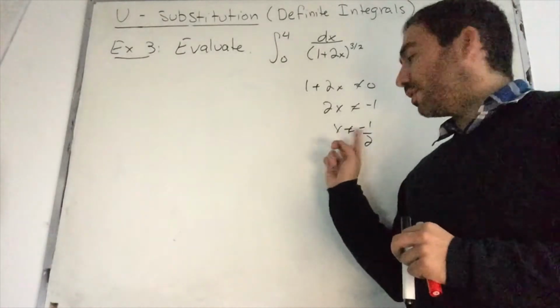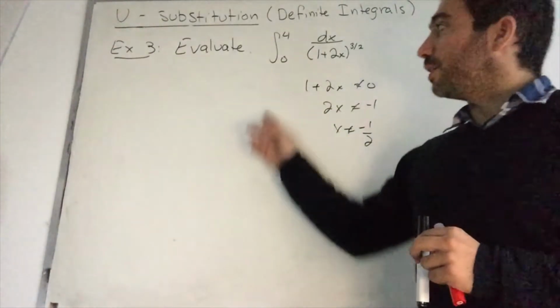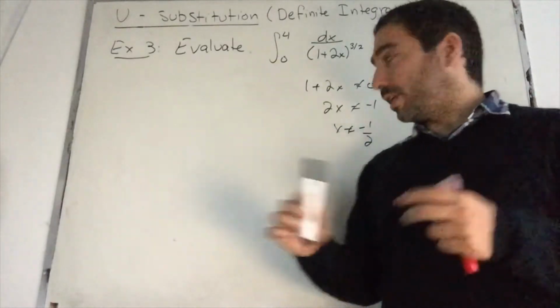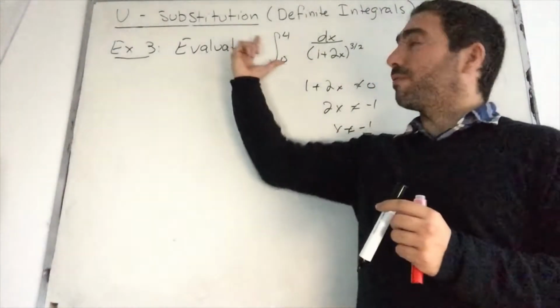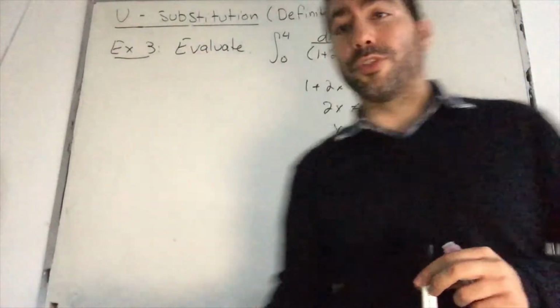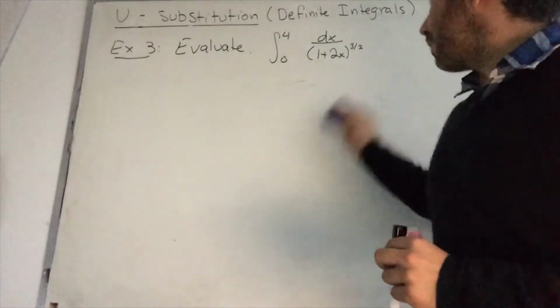The fact that it's not continuous at -1/2 is not an issue because we're dealing with the interval from 0 to 4. So it's not continuous at -1/2, but that does not fall in our interval, so we're good to go. Let's go ahead and apply our u substitution. So you have to keep this in mind.